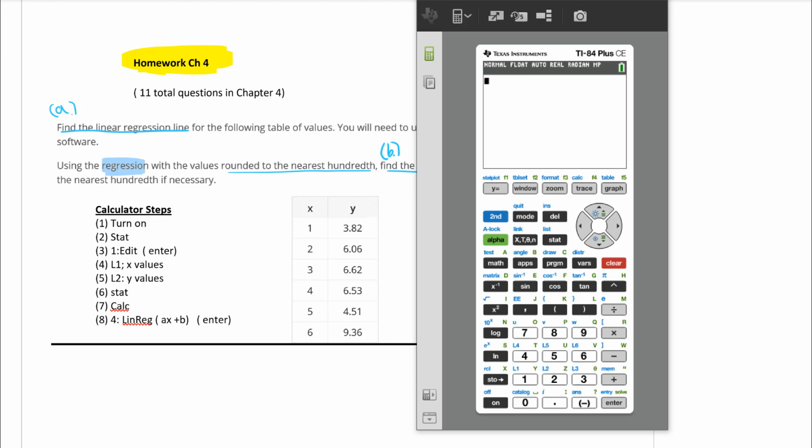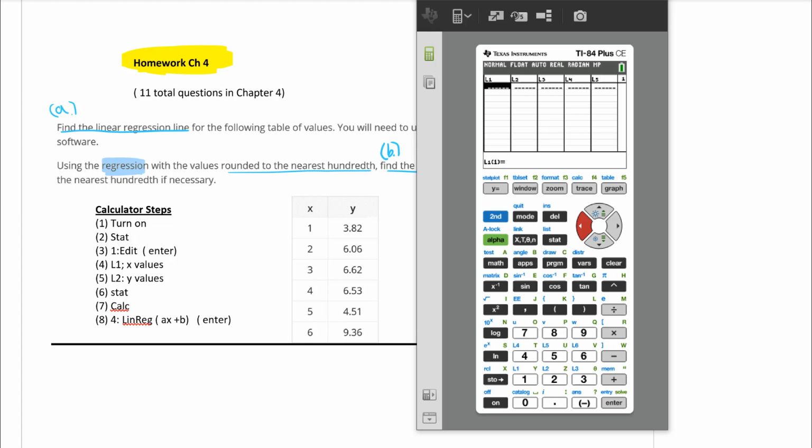Now the next thing you want to do is go to Stat, and then you want to go to Edit. I'm going to press Enter. From there, I want to make sure that I enter my X values into L1 and my Y values into L2. If your calculator, like mine, already has stuff in it, go to the very top where it's shaded on the L1, click Clear, and then go back down. For L2, same thing: go to the very top, click Clear, and then go back down. That clears all of your values in L1 and L2.